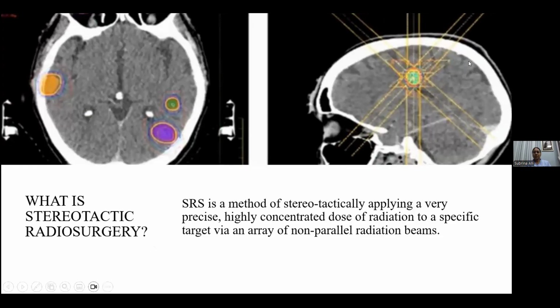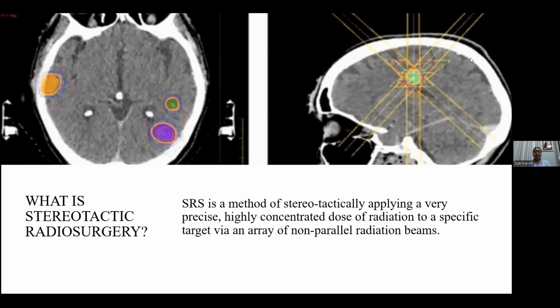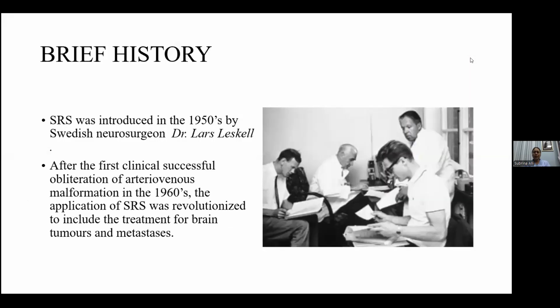Stereotactic radiosurgery is a method of stereotactically applying a very specific, precise, but highly concentrated dose of radiation to a specific target, and this is done via an array of non-parallel radiation beams. Stereotactically basically means three-dimensional, and these beams are generally single fraction. They are weak beams, but very specific, and they're concentrated to a small area in the brain to promote treatment.